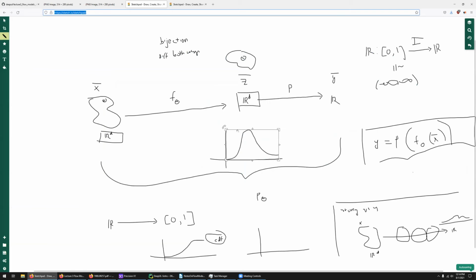Am I making things more confusing? 100%. You could have continuous to continuous, continuous to discrete, discrete to discrete. It doesn't have to have that CDF structure.